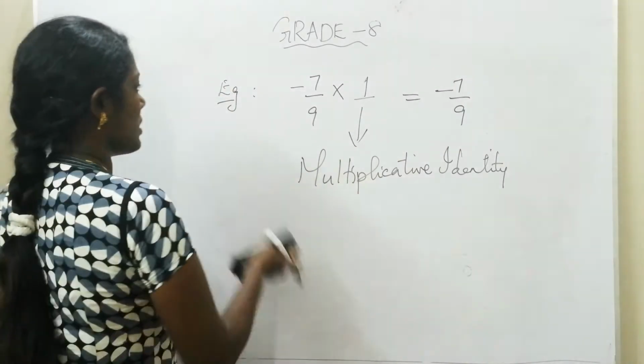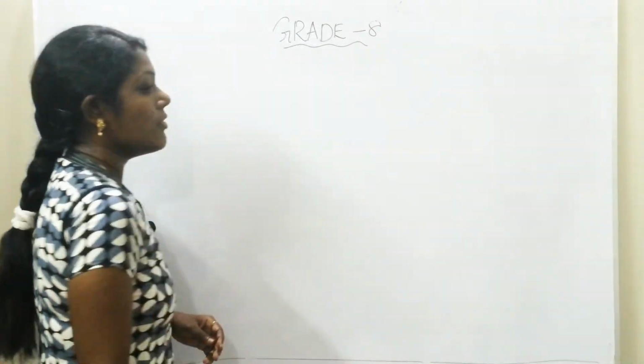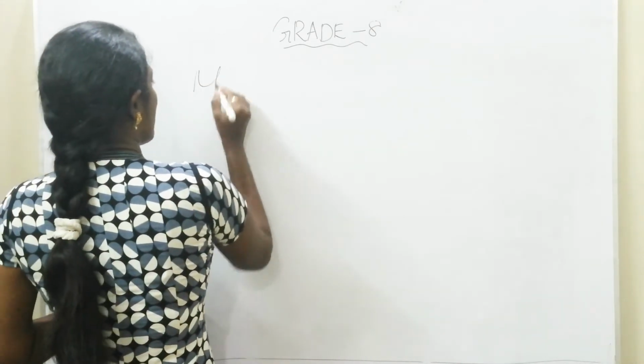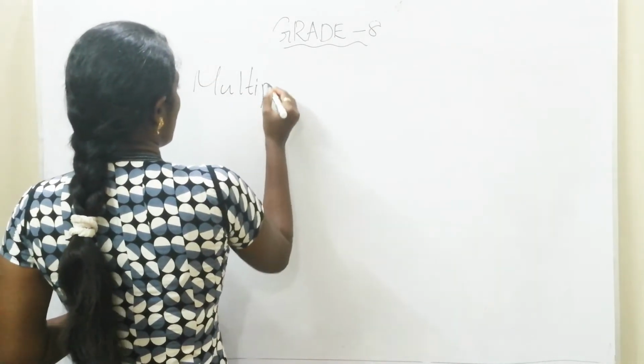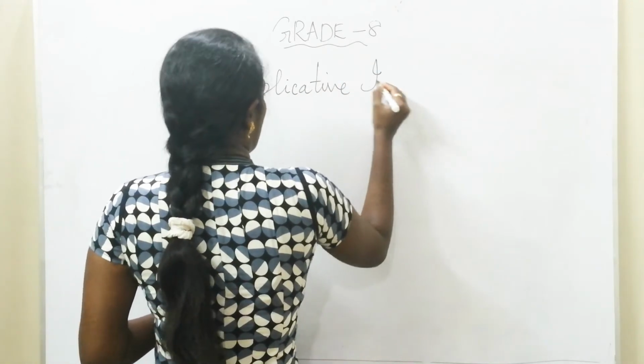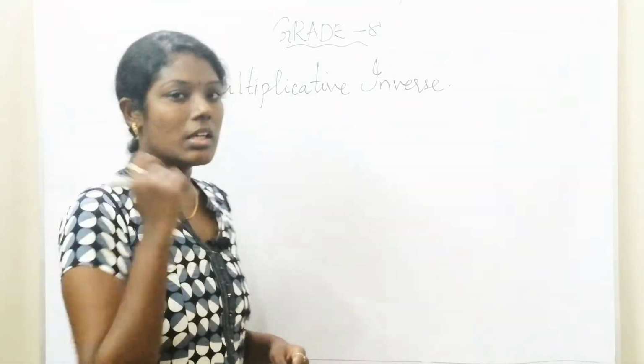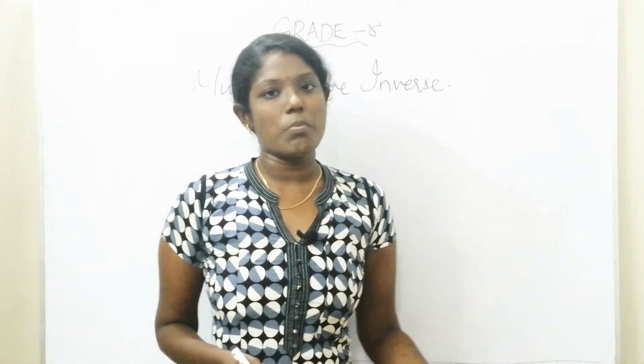The last property that we are going to look at is multiplicative inverse. Additive inverse we already saw, so we are going to see multiplicative inverse now. Additive inverse we all know, right? We just change the sign. If it is positive, we give it as a negative number. If it is negative, we give it as a positive number.